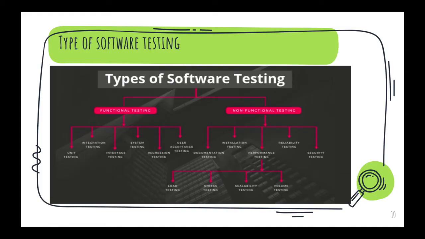So there are different types of software testing. One is functional testing, one is non-functional testing. In functional testing, there is unit testing, which is done by the developer, and integration testing, which is done by the tester. Basically, it involves testing all the components together to perform integration testing.